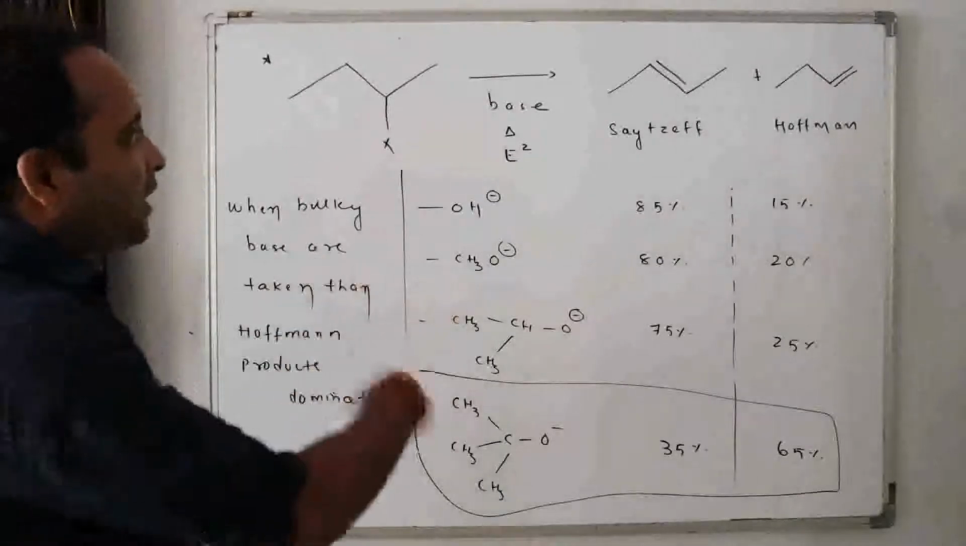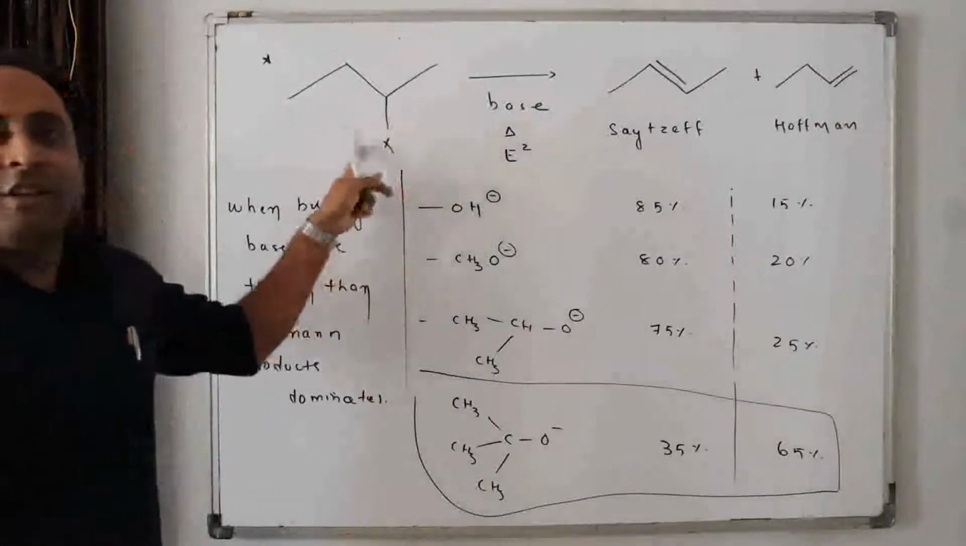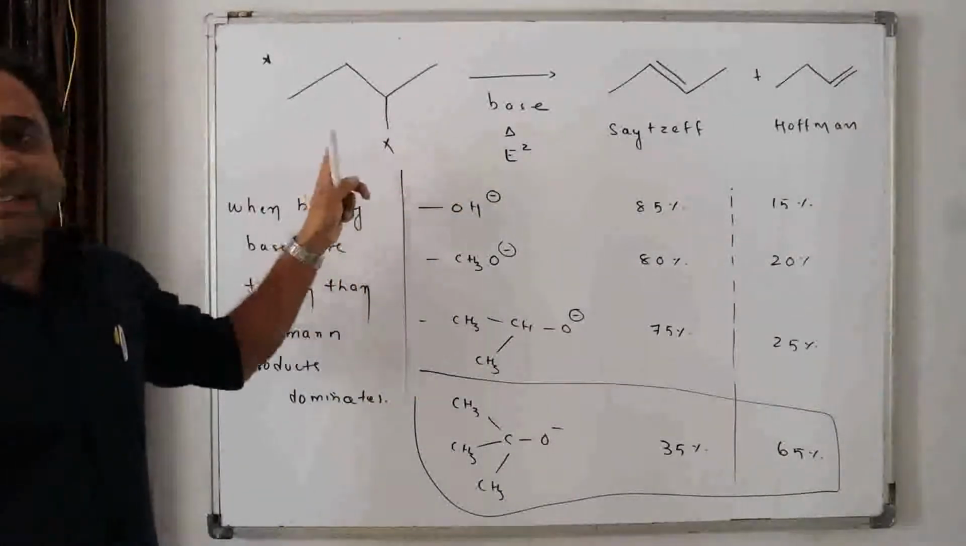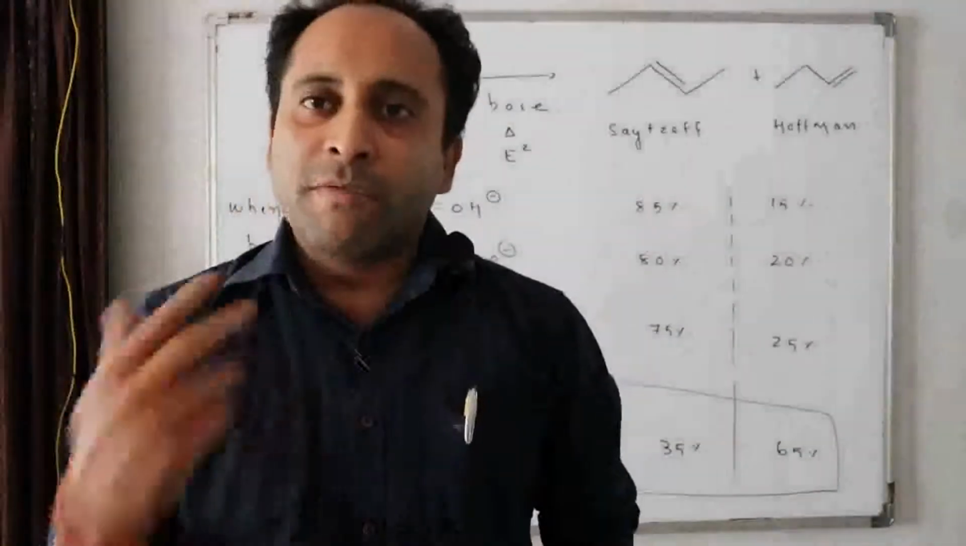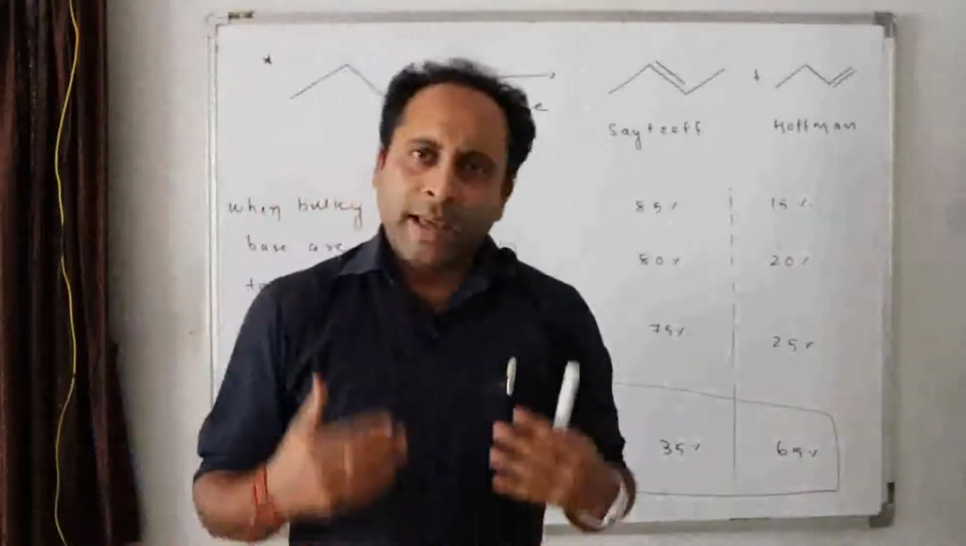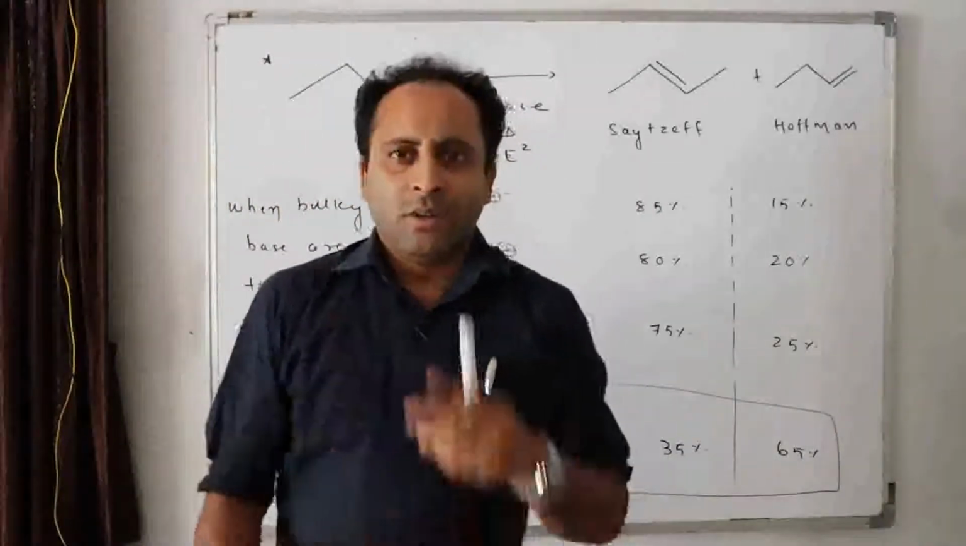Now, I want to change this concept. Now I will discuss the leaving group. Here, X is a leaving group. And we know that the better the leaving group, the faster the reaction, whether it may be SN1, SN2, E1 or E2. Now look here.